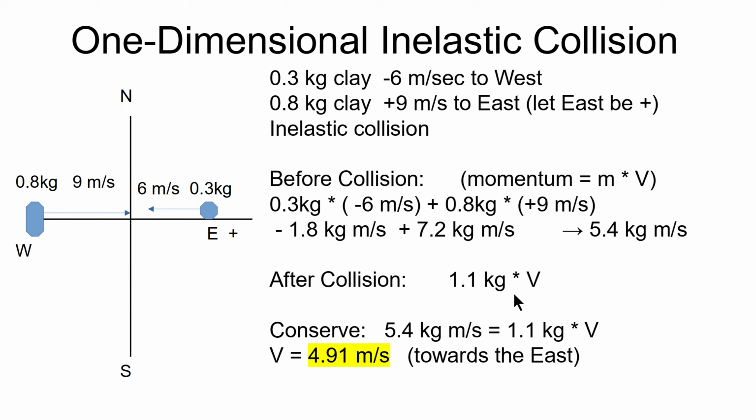After the collision, we don't know what the number is for the momentum, but we can write an expression. That expression is the mass times the velocity that's unknown for just a little bit. So I equate these two. 5.4 kilogram meters per second before the collision for the momentum equals 1.1 times v after the collision. Pull out your calculator, do a little division here. I came up with 4.91 meters per second. A positive number tells me that the 1.1 kilogram object is moving towards the east. It dominates in this collision.